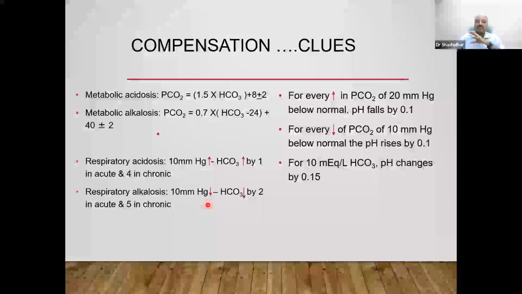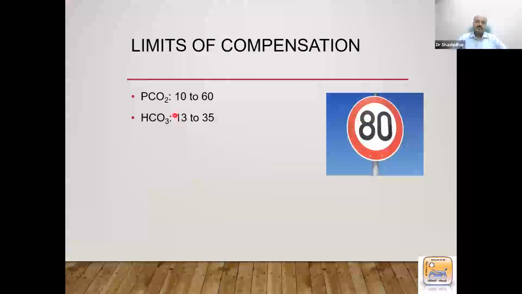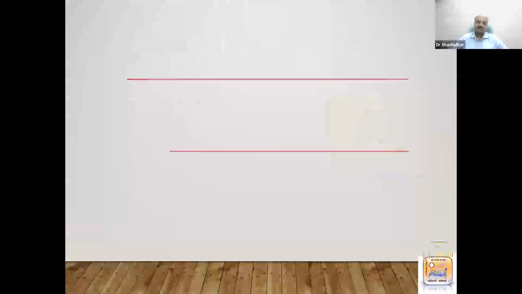In acute, bicarb does not change much. It just changes 1 or 2 in respiratory problems. Only in metabolic problems, you need to remember this formula. But there are limits of compensation. PCO2, whatever the pH, whatever the bicarb, does not go beyond the range of 10 to 60 if it is compensation. If it is less than 10 or more than 60, definitely there is some additional respiratory cause. It's not a simple disorder, it's a mixed disorder. Bicarb also does not go below 13 or above 35, whatever the duration of respiratory problems. If you're not within this range, you are more likely to have a mixed disorder.